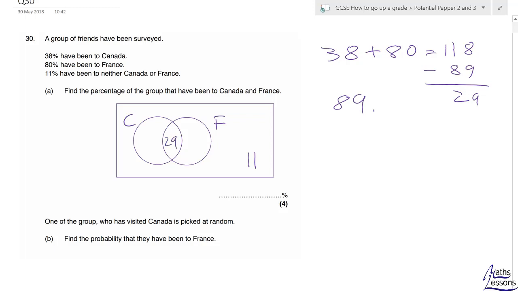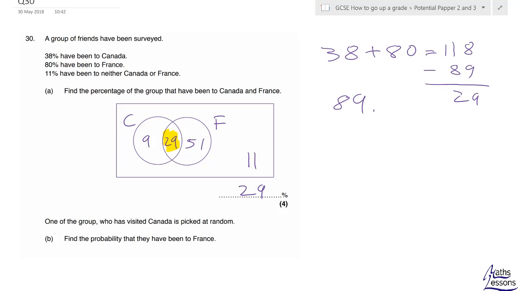So Canada is going to be 9% in there. France is going to be, what's that? Going to be 51 in there. So 5% of the group have been to Canada and France. So our answer is the middle bit here. There's Canada and France, 29%.